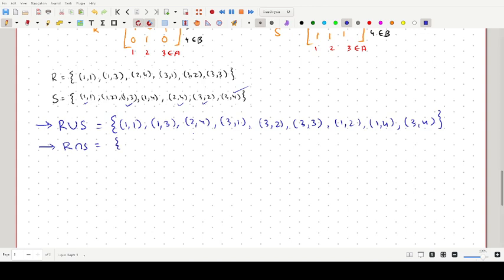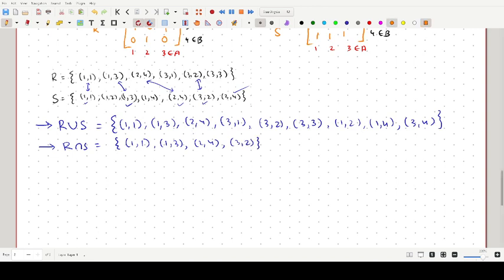R intersection S would be all the elements that are common. So 1 comma 1 is common in both the sets, right? You can see the blue double-headed arrow that I have drawn. 1 comma 3 is also the same, belongs to both the sets. 2 comma 4 also belongs to both the sets. And 3 comma 2 belongs to both the sets, correct? So 3 comma 2 is another element over here.